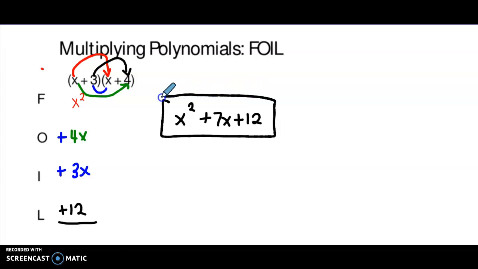Really quickly to refresh your memory, this is a trinomial because I have 3 terms. It is degree second because the biggest exponent is 2, and its leading coefficient is 1, of course, and its constant is 12.